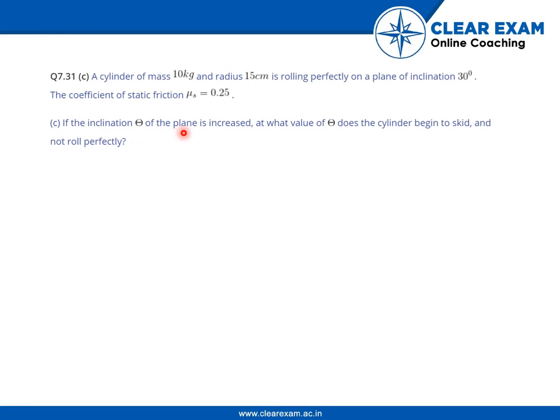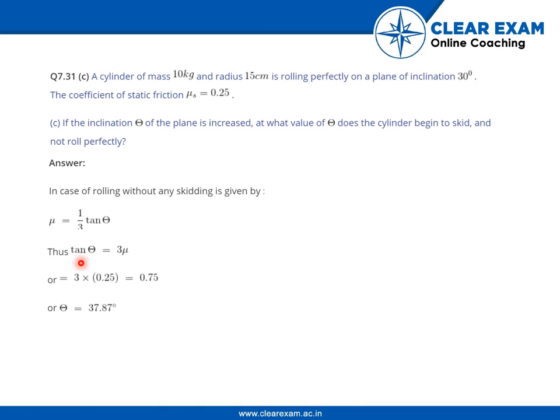If the inclination theta of the plane is increased, at what value of theta does the cylinder begin to skid and not roll perfectly? In case of rolling without any skidding, mu is given by mu equals 1 by 3 tan theta. So tan theta equals 3 mu equals 3 into 0.25, that is equal to 0.75. Now theta is equal to 37.87 degree.